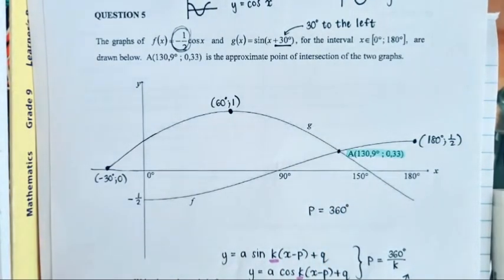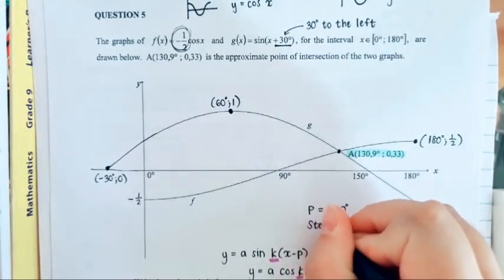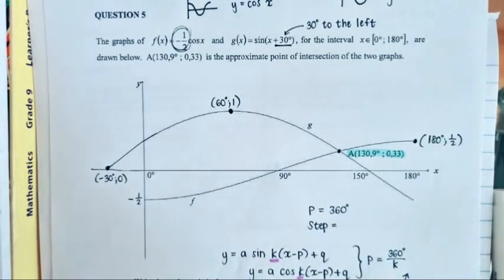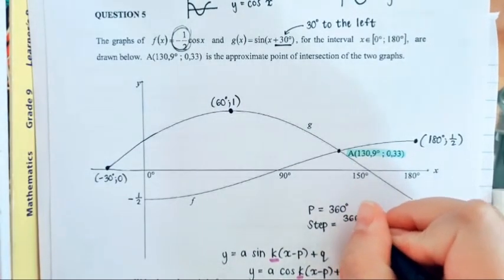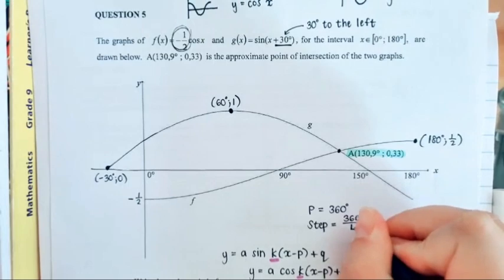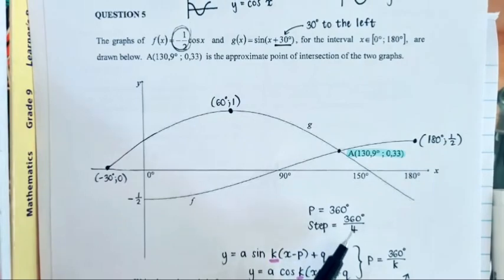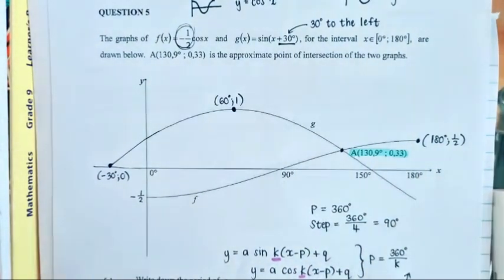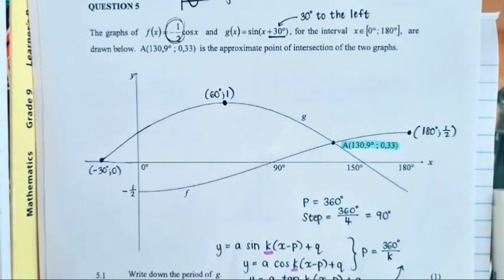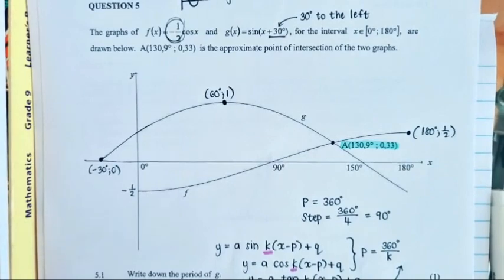There is something called a step. The step is how often you have to plot a point. I'll talk about domain just now. The step is always the period divided by 4. So if the period here is 360 degrees, and we divide that by 4, the step is 90 degrees. That means there is always 90 degrees between each point of interest.